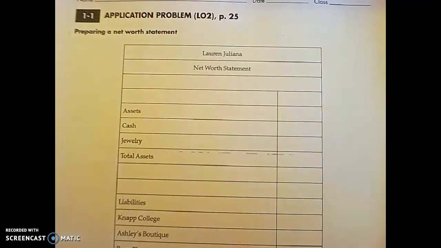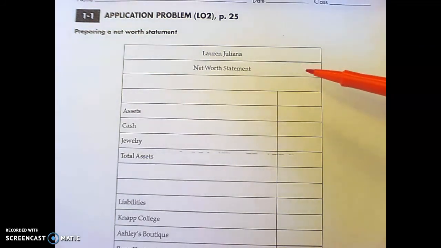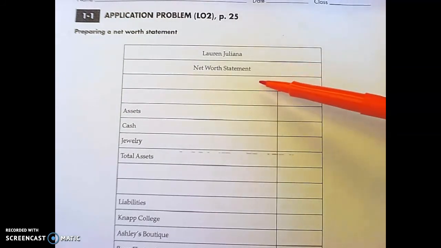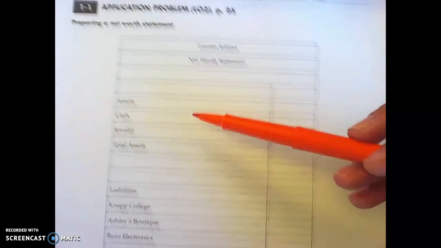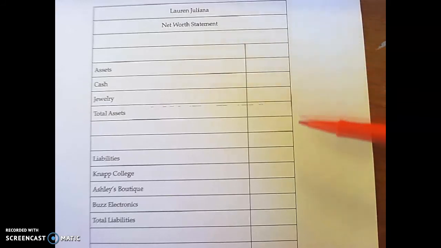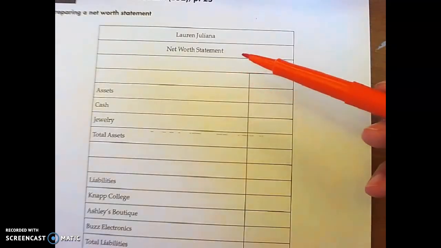All right, when you do your application problem, part of this is filled in already. This page I'm looking at right here is on page 13 in your workbook, and the instructions are on page 25. Part of this is filled in, but don't forget to put in your date. And then they have basically your accounts here, and you need to fill in the dollar amounts, and you will also need to draw your single rules and your double rule where appropriate. So that's the first application problem.